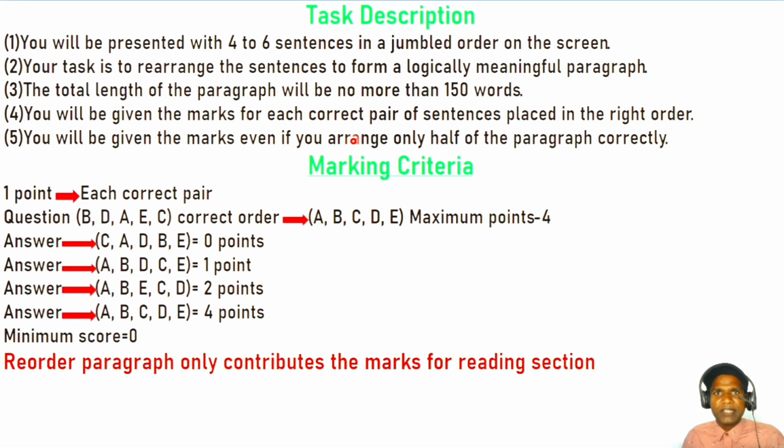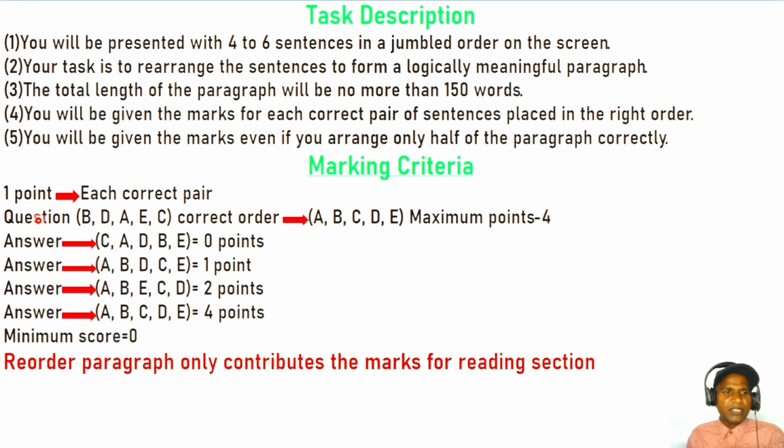While you are doing the reorder paragraph task in the PTE, all the sentences will be presented on the left side, and your job is to shuffle the sentences and place them on the right side first of all. Then you need to match the pairs, and for each correct pair you will be given 1 point. Marking criteria: for each correct pair, you will be given 1 point.